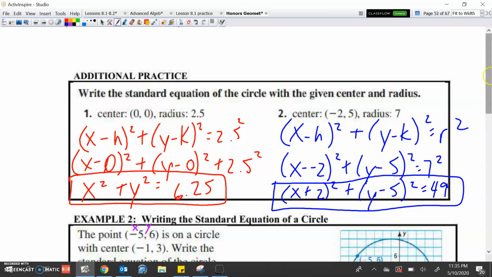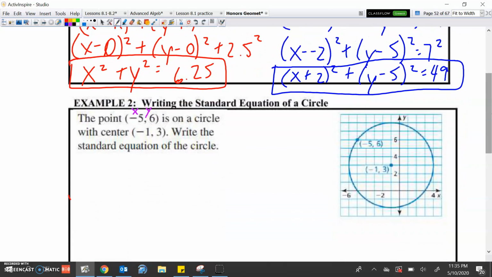Now in these ones, they're asking us to write the standard equation of a circle. But they're not just telling us the center and the radius. We can figure it out, but they're giving us some other pieces of info, okay? So they give us the point on the circle, negative 5, 6, and they tell us the center is negative 1, 3. So I know my h, my k. What I don't know is what my radius is. This is what I have to figure out.